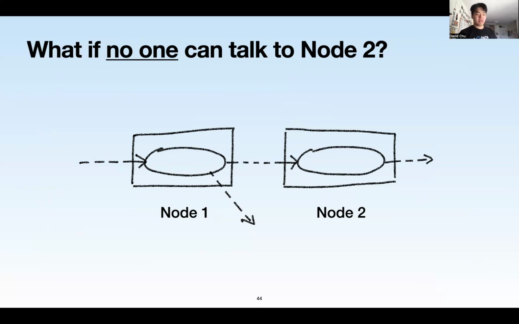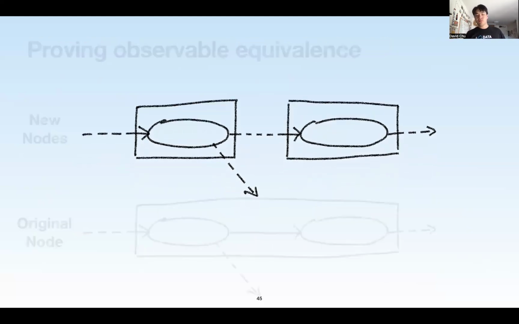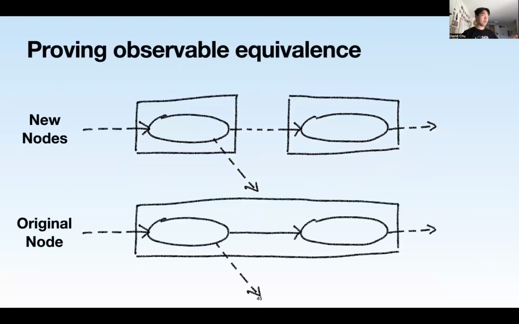All right, so let's try to prove observable equivalence. Does this do the same thing before and after the rewrite? We have the new nodes on top, the original node on the bottom. Let's start just by analyzing the left operator, the first operator. If the new node receives a message at time t on the new operator, it must also be able to receive that same message at time t in the original node. And if the new operator completes processing and outputs a message at time t, the original node could have done that too. So not a problem there.